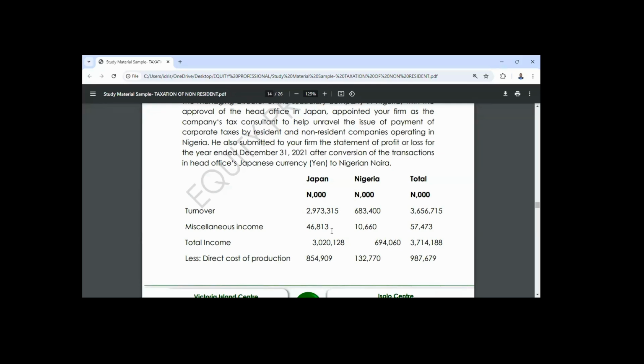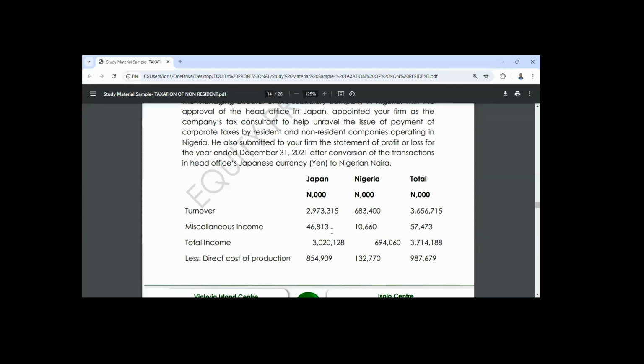The parent company, which is in a foreign country, is it liable to tax in Nigeria? No, it's not. That means in the solution to this question, we are going to ignore all the figures given to us under Japan. Because it is only Nigeria, which is a subsidiary to a foreign parent company. It is only the profit of that subsidiary in Nigeria that will be liable to tax in Nigeria. The profit of the parent company, which is in another country, is not going to be liable to tax in Nigeria.